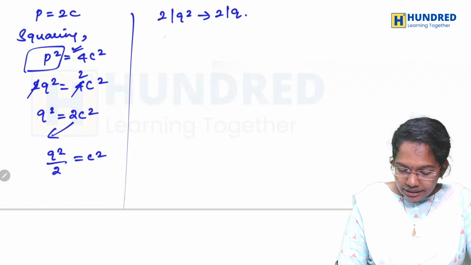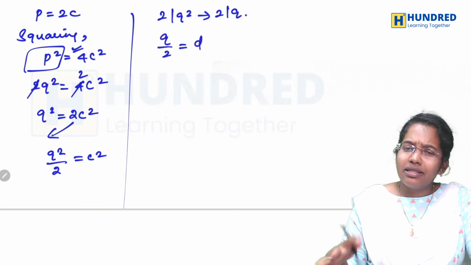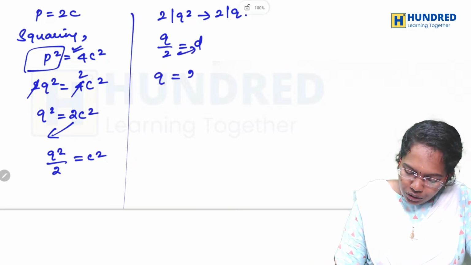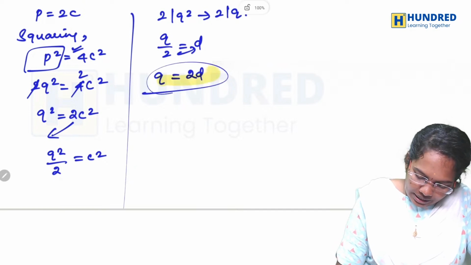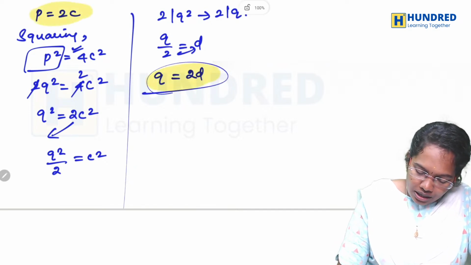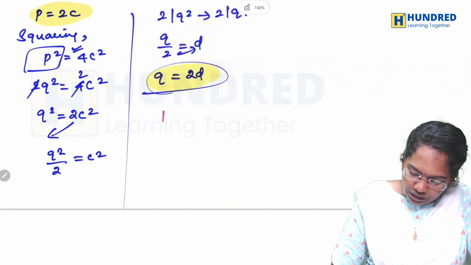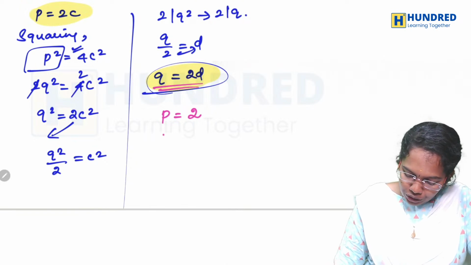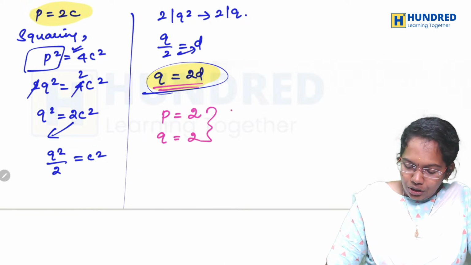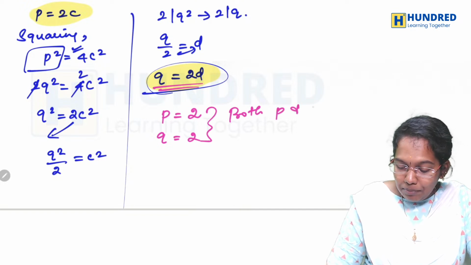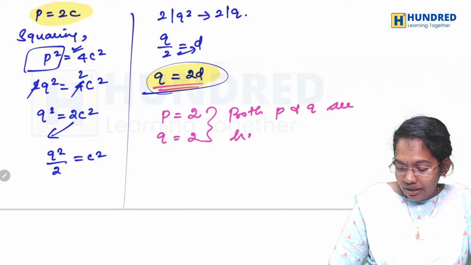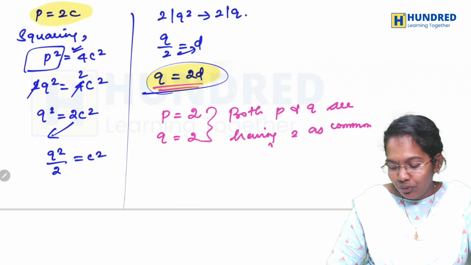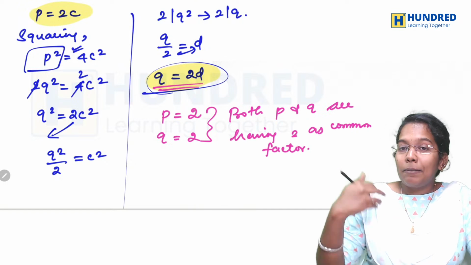So this can be written as q divided by 2 is equal to some d, some number will be there. So here you can write it as q is equal to 2d. So from this and from this, see, for the number p, you are having 2 as a factor, and for the number q, both p and q are having what? 2 as a common factor, right? So 2 will be the common factor for p and q.